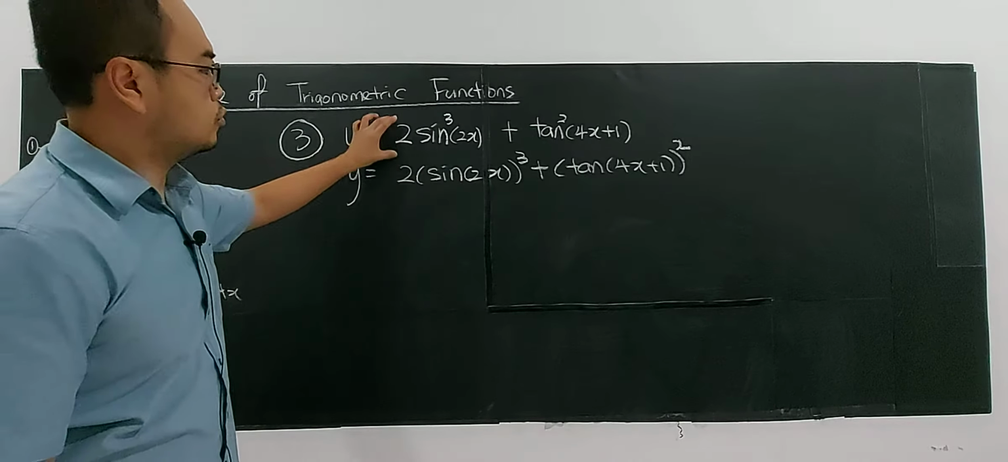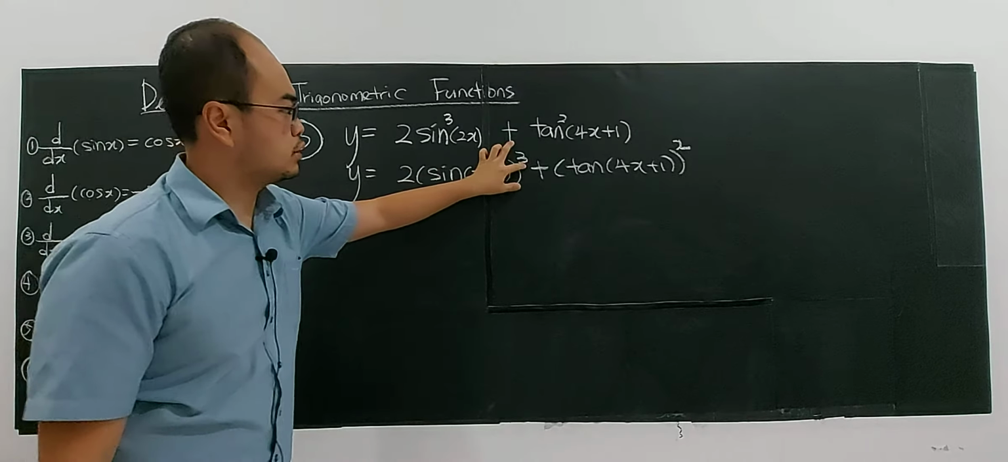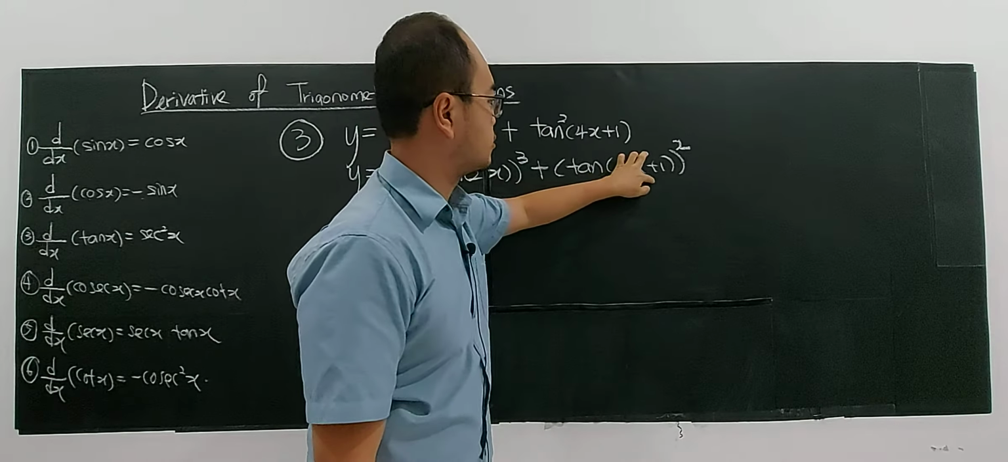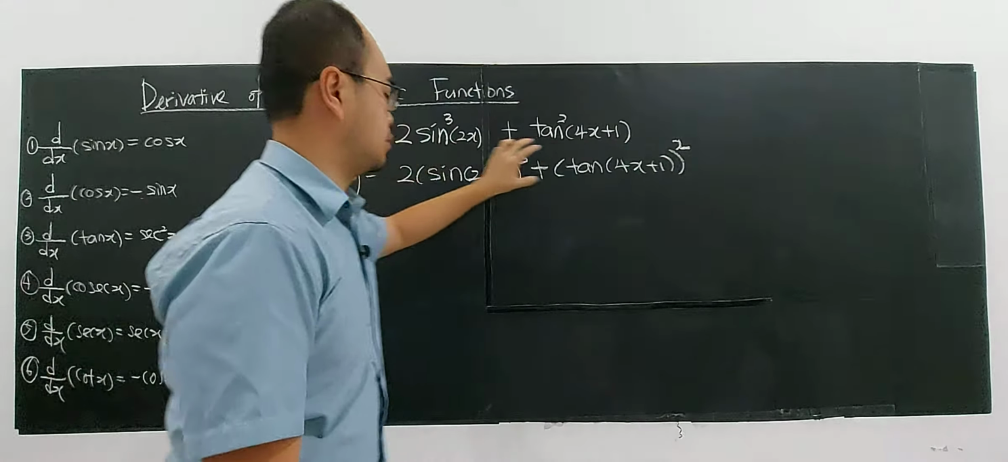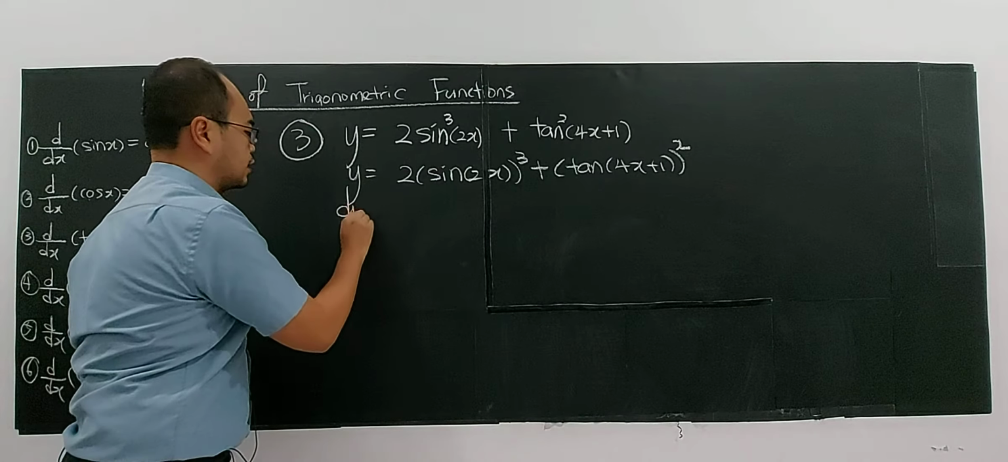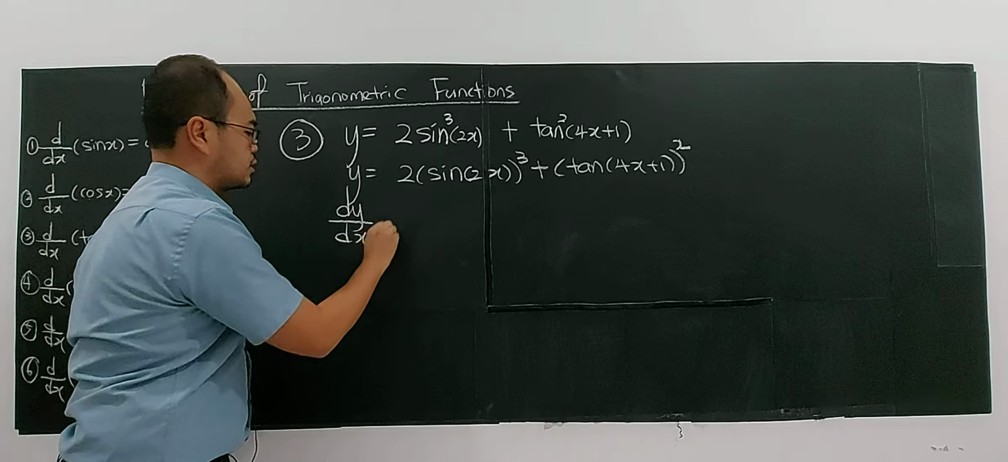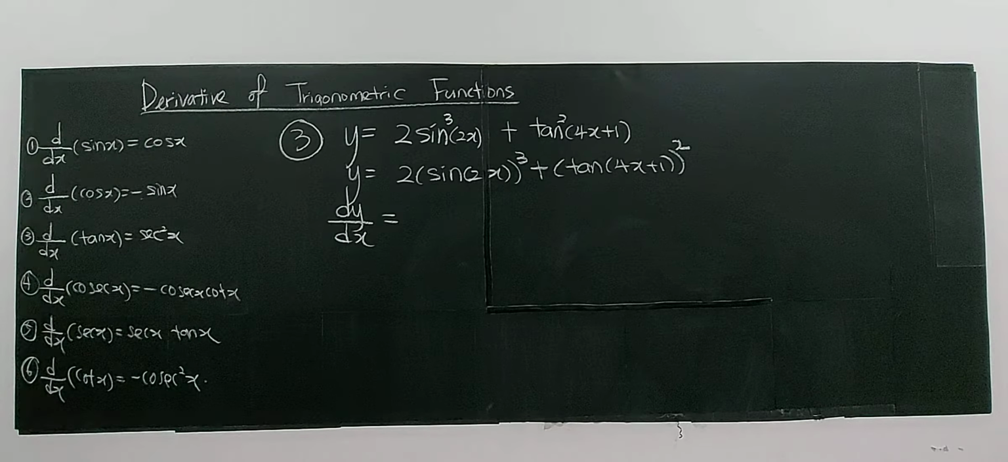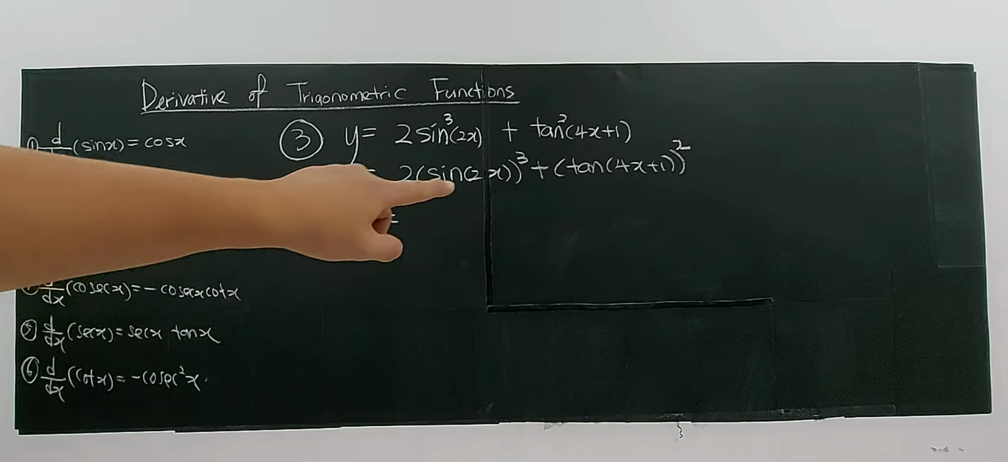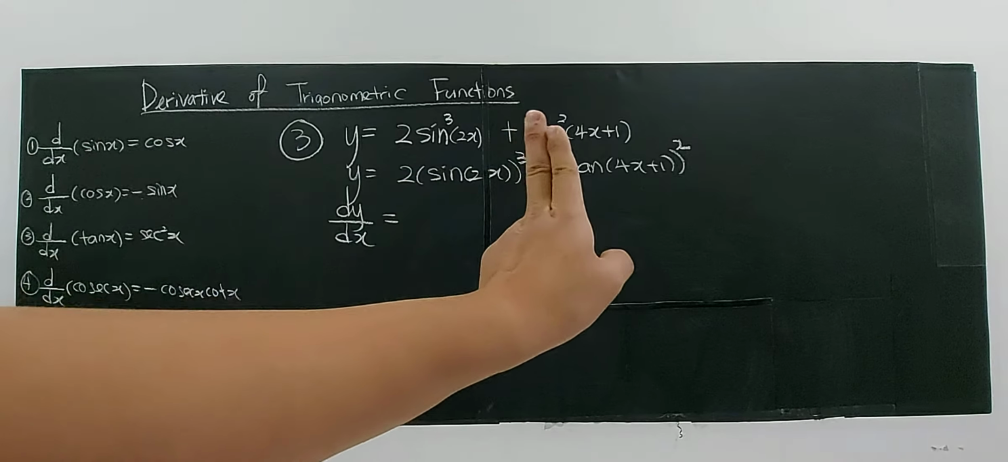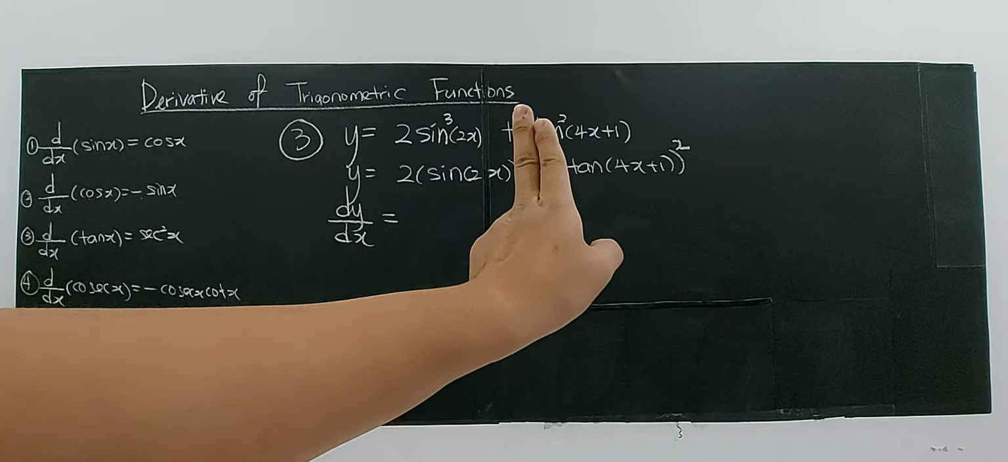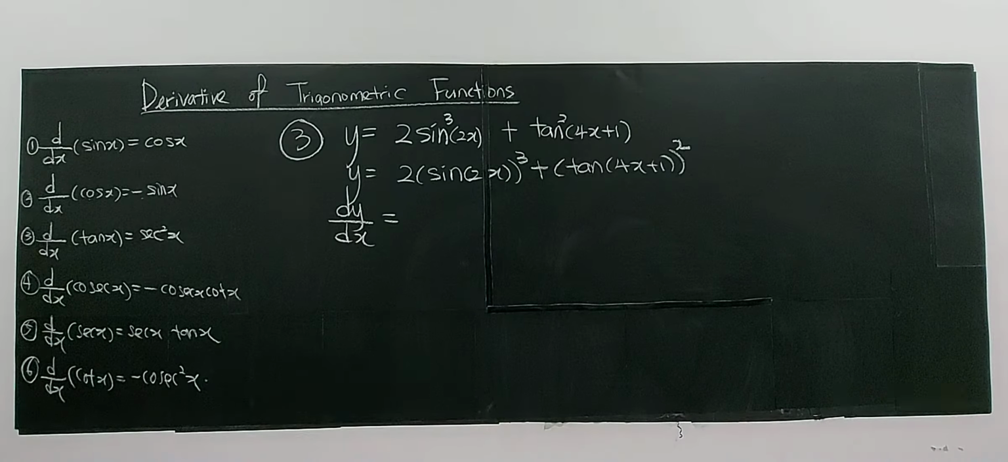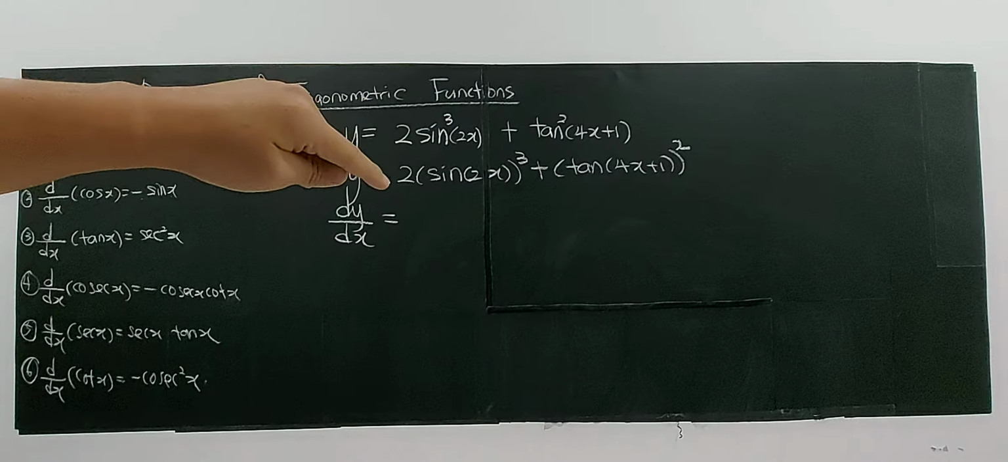So you have 2 sine 2x to the power of 3 plus tangent 4x plus 1 to the power of 2. This is before you're differentiating. So now you start differentiating with respect to x. Of course there is a power here, right? Without the power you can straight away change it to cos, but now there is a power, so you have to bring down the power by chain rule.